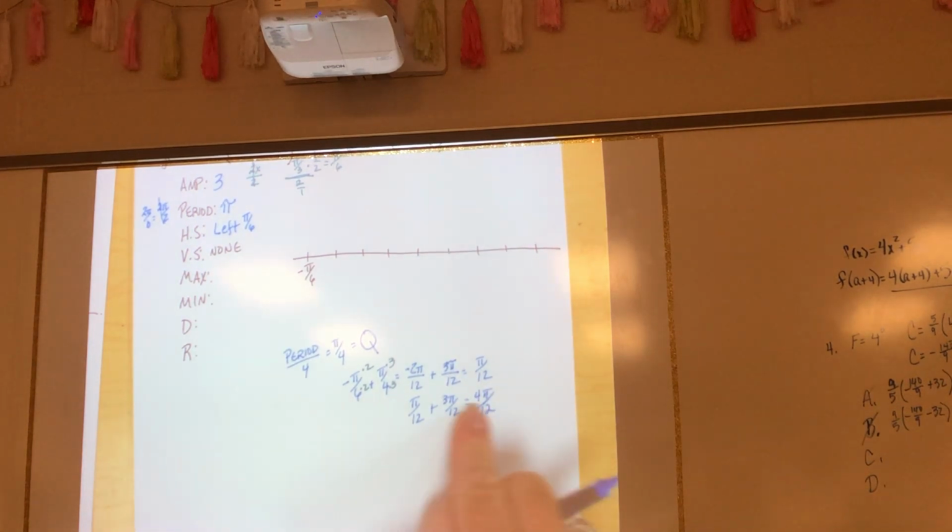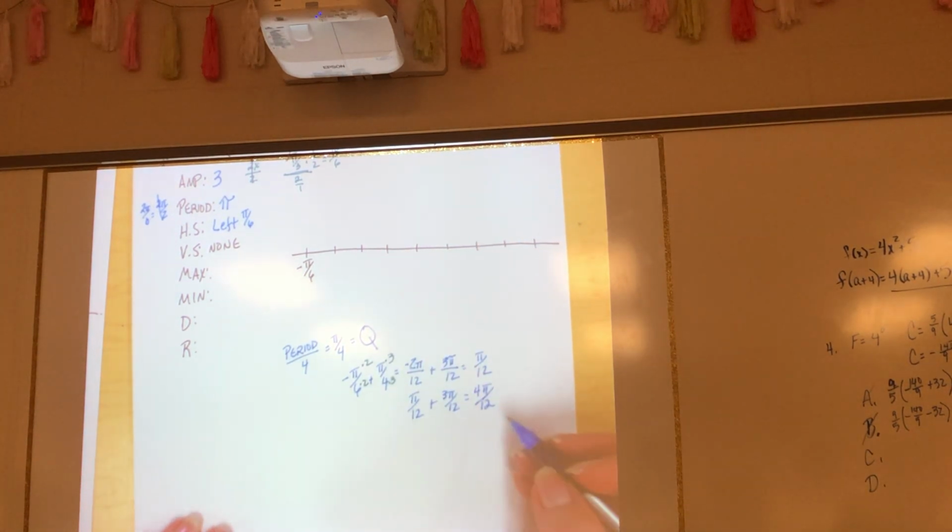Remember what I said, just go and find the points. People, don't worry about reducing the fraction until you put it up there, because that kills your pattern if you reduce the fraction.